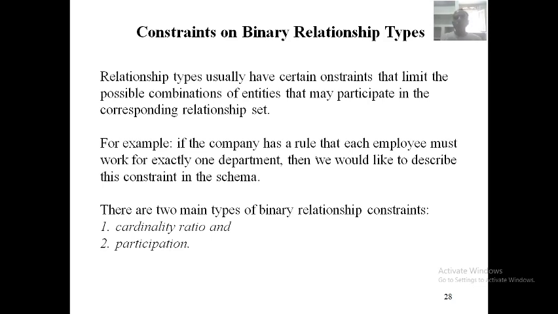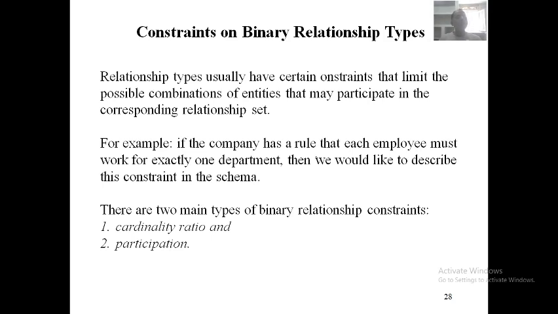Got it? So what is the company rule? The employee must work for exactly one department. This is the rule. Okay. So then we would like to describe the constraint in each schema. So we have to mention it, no? We have to describe that. Whenever you have a rule, those rules must be put on the schema, displayed on the schema. Got it? What are those constraints?